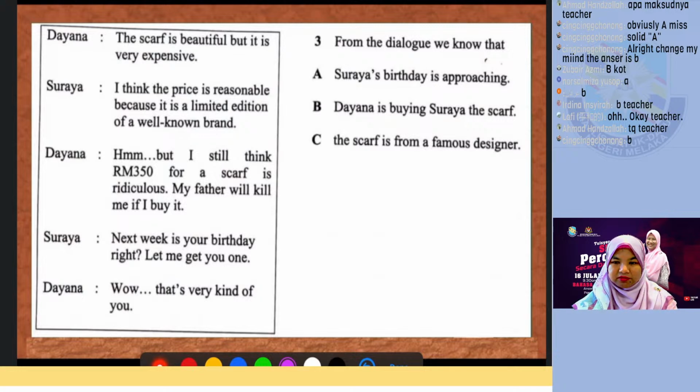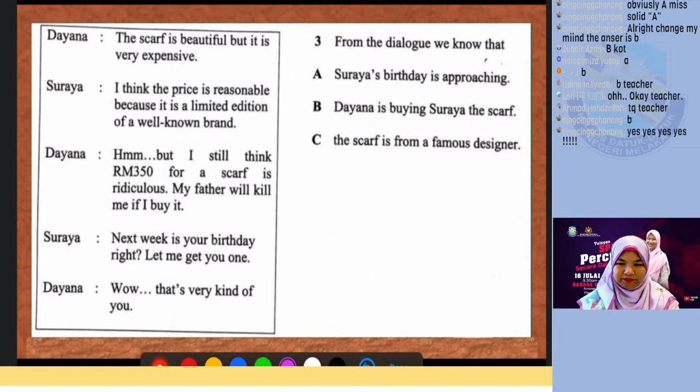This is a dialogue. Diana: The scarf is beautiful, but it is very expensive. Suraya: I think the price is reasonable because it is a limited edition of a well-known brand. Diana: But I still think RM350 for a scarf is ridiculous. My father will kill me if I buy it. Suraya: Next week is your birthday, right? Let me get you one. Diana: Wow, that's very kind of you.